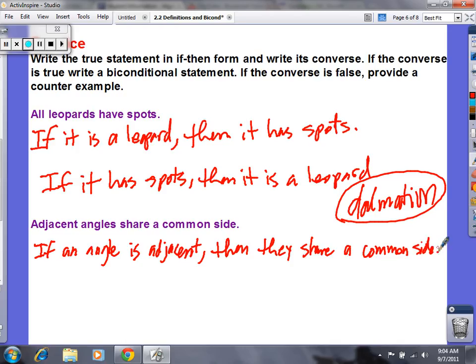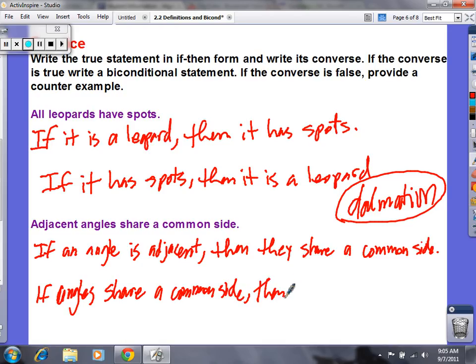a common side. There we go. Now, let's do the converse. Cassie, what's the converse? Easy. If angles share a common side, then they are adjacent.